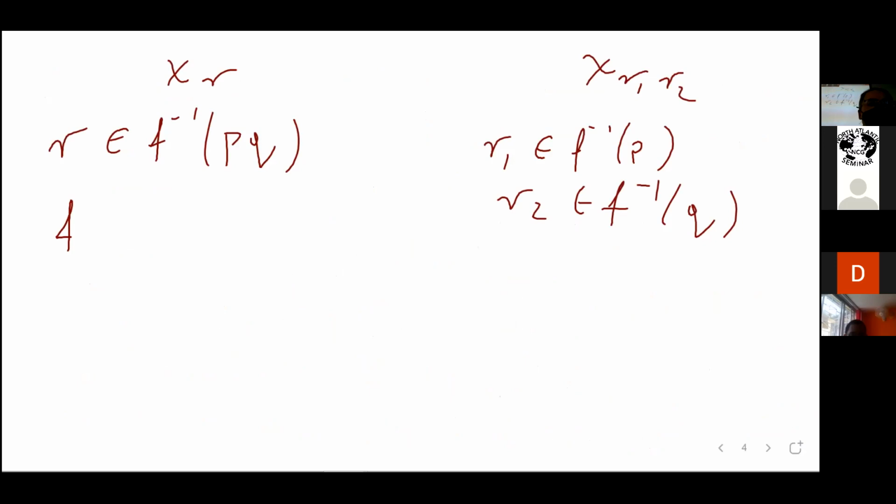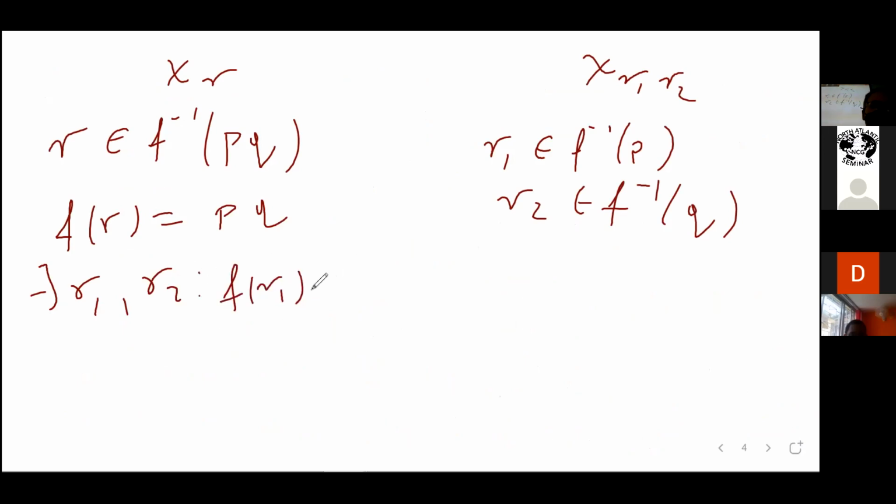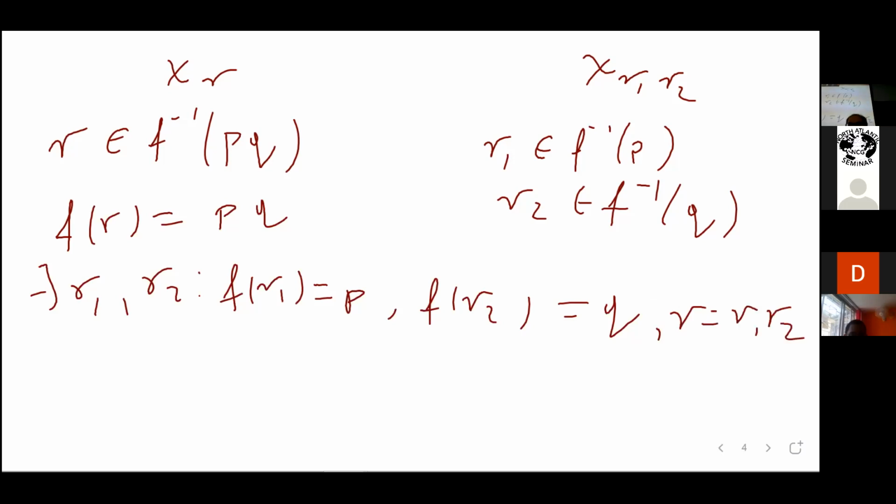Right. So I have r, and so I have f of r is equal to pq. But because the length is preserved, there must exist, you see, this is the argument, there must exist r1 and r2 such that f of r1 is equal to p and f of r2 is equal to q. They must exist, and of course r is equal to r1, r2, so they do compose. So that set is non-empty, right? So that set is non-empty.